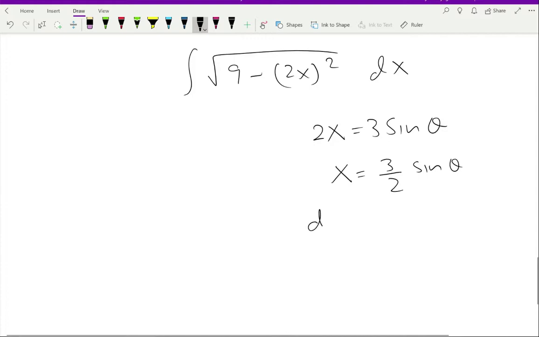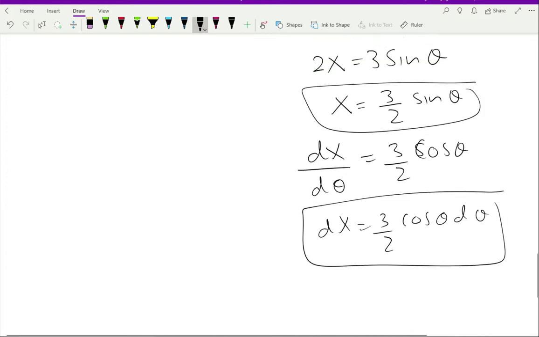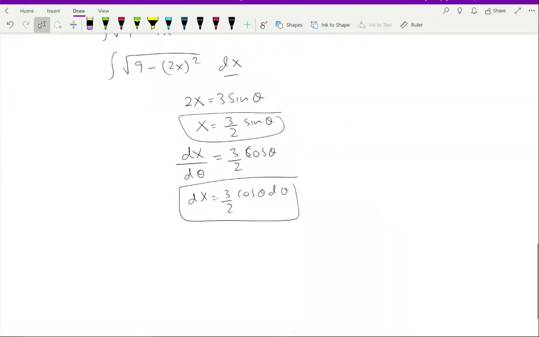Now we have to take the derivative because we want to replace dx here, right? The usual procedure. So 3 over 2, the derivative of sine theta is cosine theta. So dx is actually 3 over 2 cosine theta d theta. So we have everything we need to do the substitution. Let's do that here.